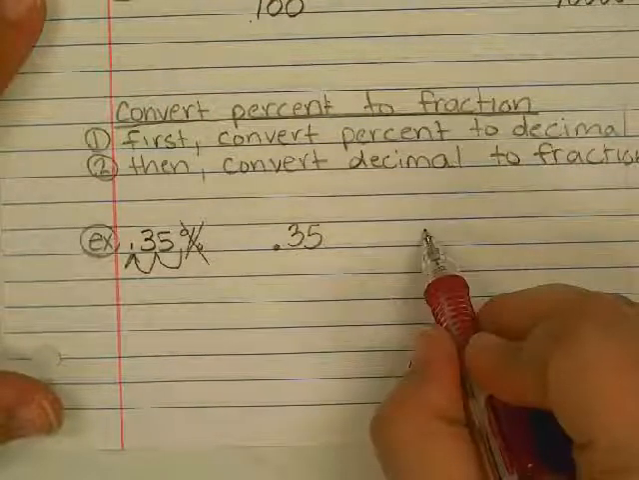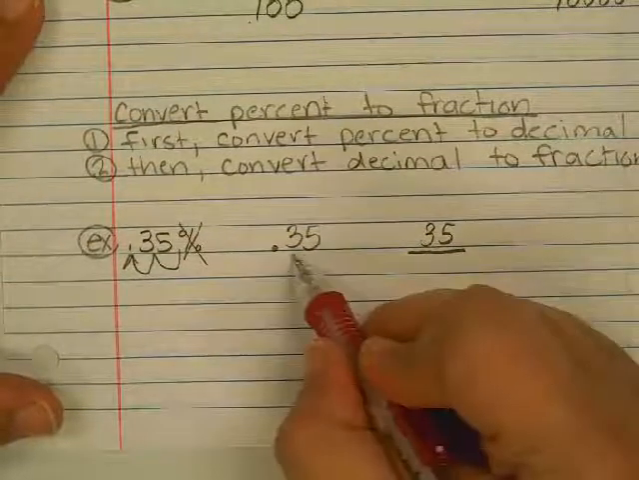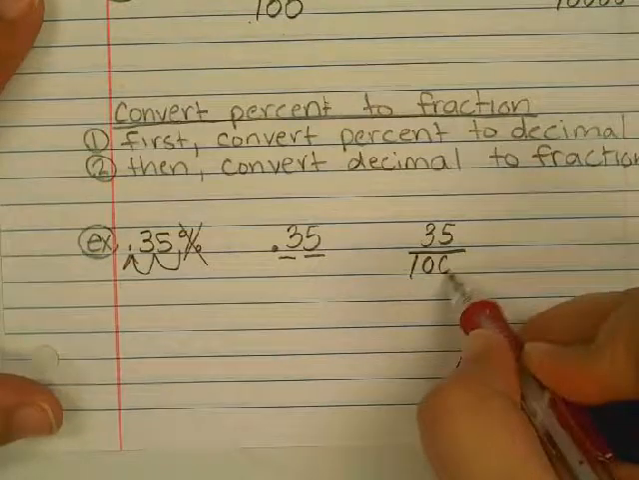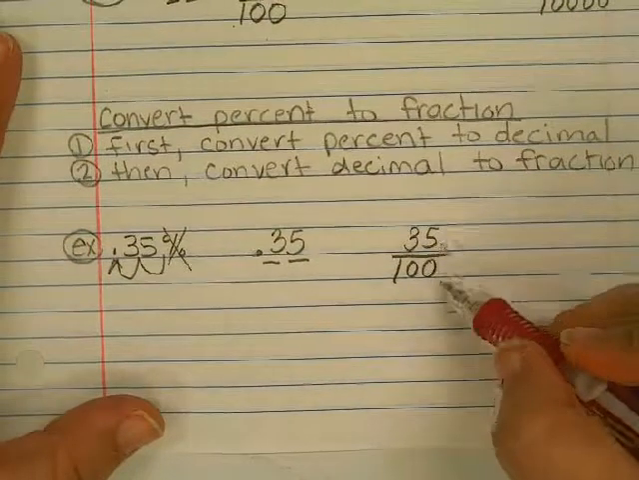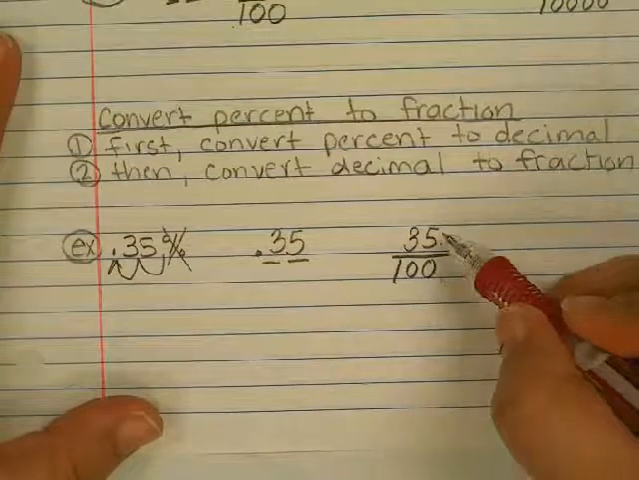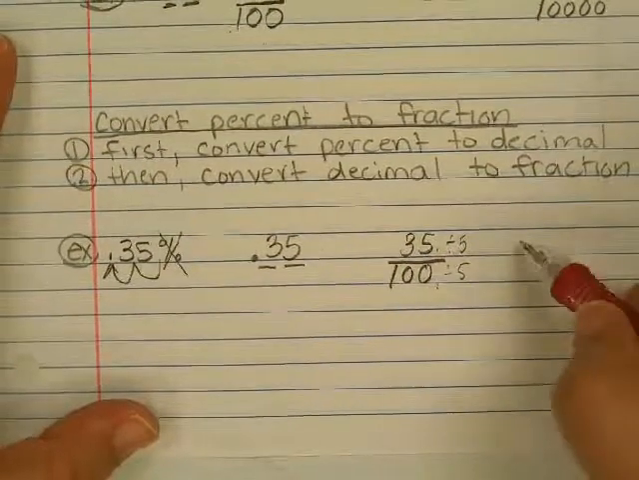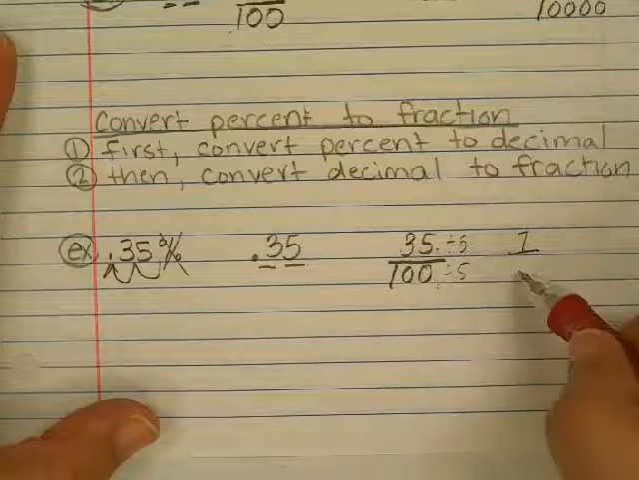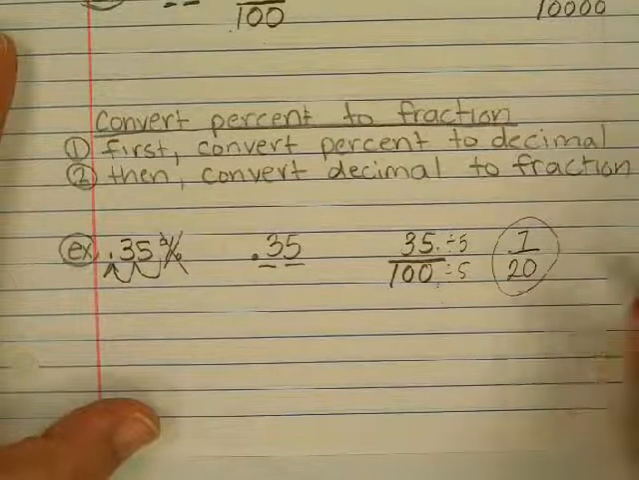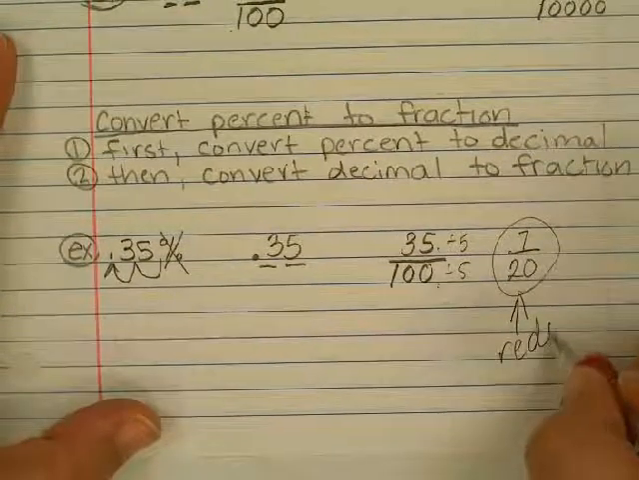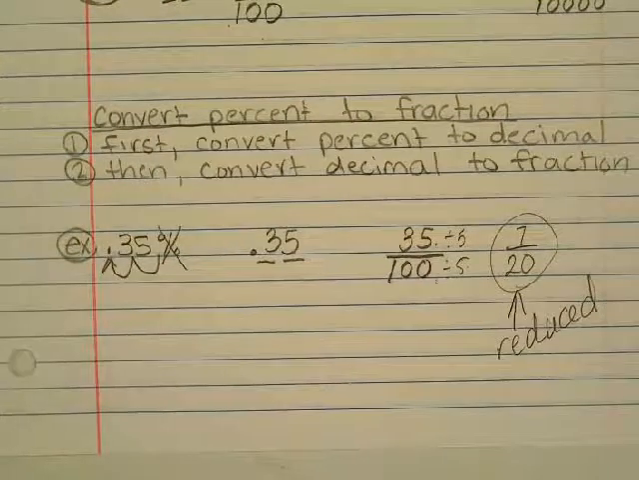So I remember that I take my 2 digits and I put them in my numerator place, and because there are 2 numbers, I can make it 100. And remember that I said that you can reduce if you want. Well, I know that both of these numbers are divisible by 5. So if I wanted to reduce, I can divide them both by 5. 35 divided by 5 is 7, and 100 divided by 5 is 20. So this would be my reduced fraction. Or you could just stick with the 35 over 100.